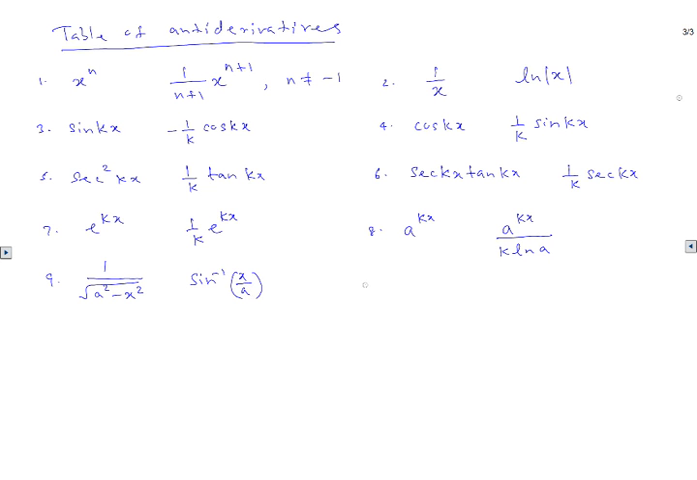And then we have number 10, 1 over a squared plus x squared. So it's 1 over a, tan inverse x over a. So those are several common ones.